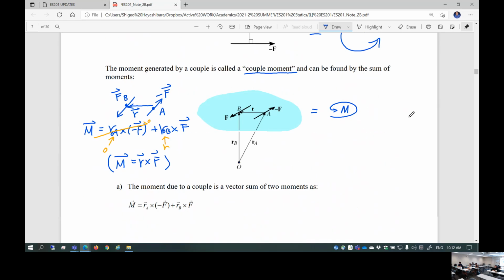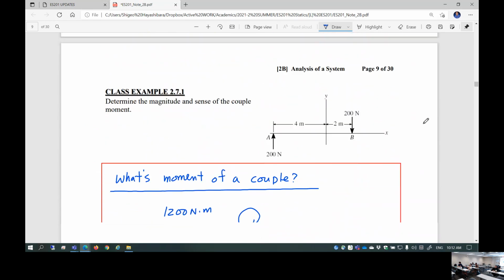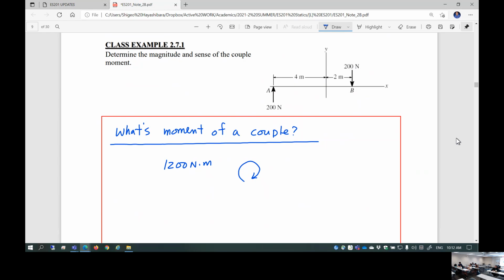Okay, good. So this is a couple. If the two forces are equal and opposite, that's called a couple, where the forces are always the same and opposite, with a distance d away. If so, it's going to create the moment of a couple. That's what it is. Simple, isn't it?